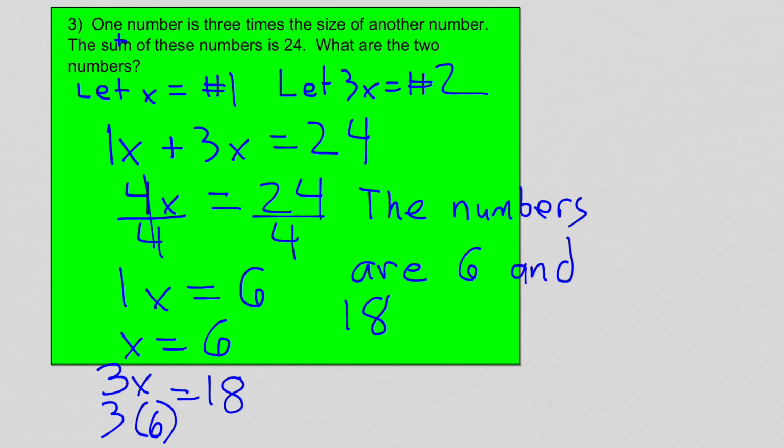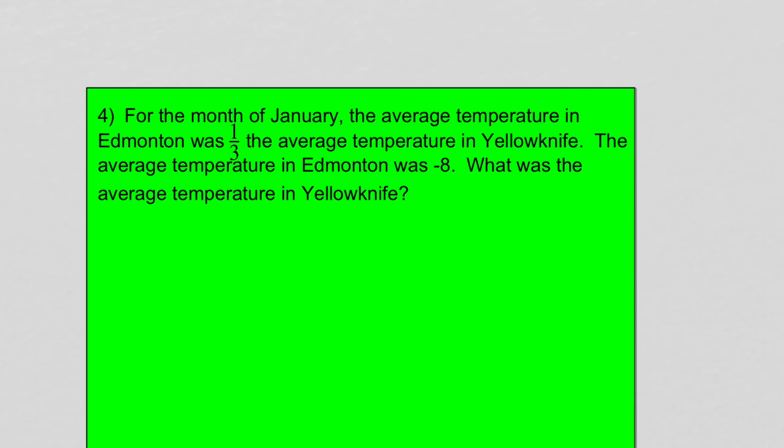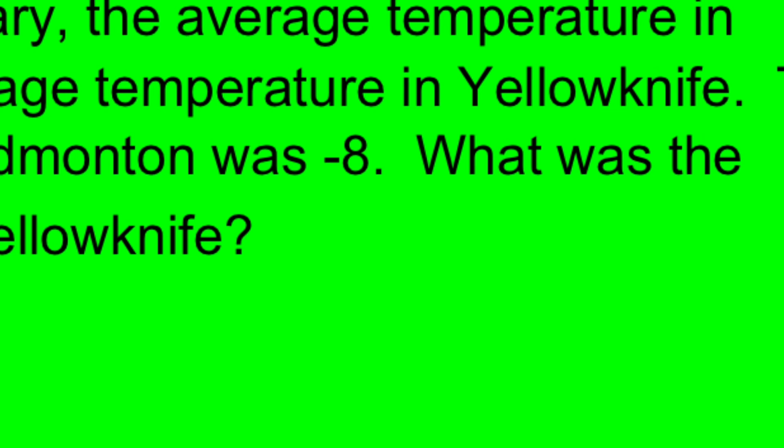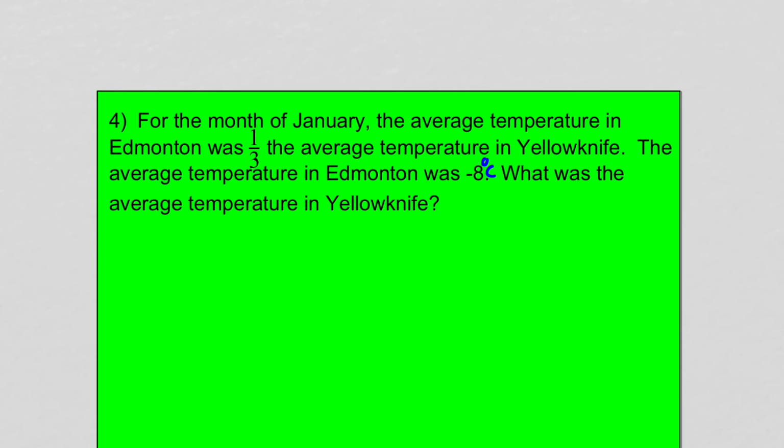So again, we're looking to try to make equations in those forms that we've been writing, in the adding form, the subtracting form, the multiplying form. Let's look at one more. For the month of January, the average temperature in Edmonton was 1/3 the average temperature in Yellowknife. The average temperature in Edmonton was -8 degrees Celsius. What was the average temperature in Yellowknife? Well, let's start with our unknown. The sentence says it all. What was the average temperature in Yellowknife?